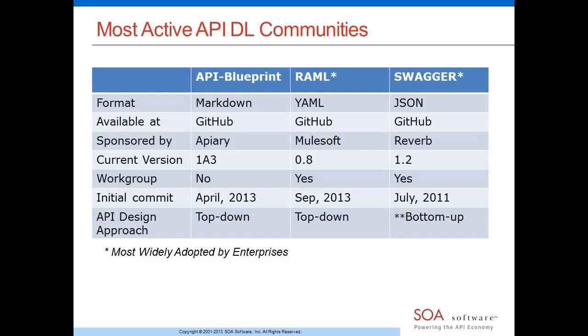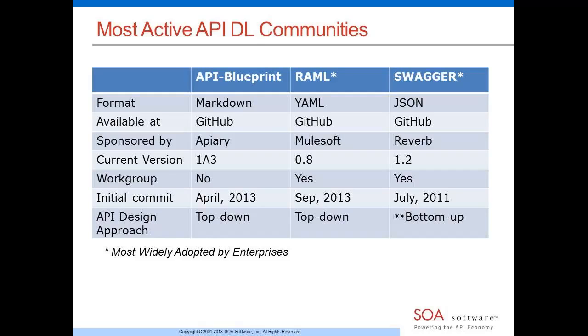API Blueprint is sponsored by Apiary, RAML by MuleSoft, and Swagger by Reverb. They initially committed API Blueprint in April of last year and RAML in September of last year, so that's coming up on its birthday. And Swagger, the incumbent, has been around since July 2011. So for RAML and Blueprint, I could see another revision of the specification coming out soon. And also Swagger, everybody's waiting for the 2.0 that is about to be released sometime soon.